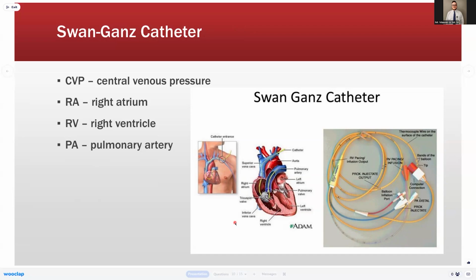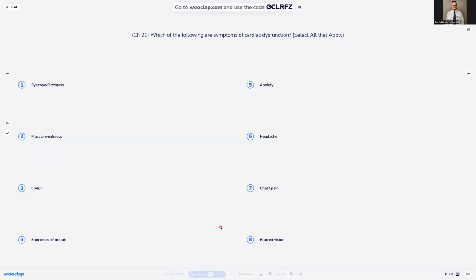monitoring. The most detailed hemodynamic monitoring we can do is the Swan catheter, Swan-Ganz catheter. Basically, what it does is it measures the CVP. It looks at stuff in the right atrium, right ventricle, and the pulmonary artery. It runs through the right atrium or ventricle and up into the pulmonary artery, and it gives us the most detailed information about pressures, CVP, all that sort of stuff. Very much for critically ill patients.